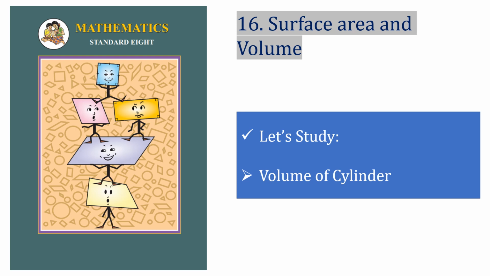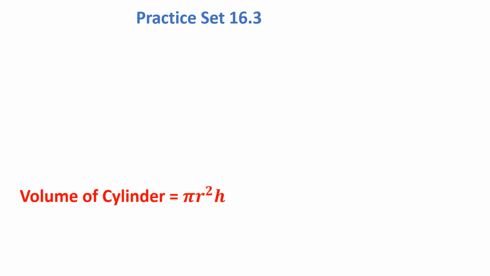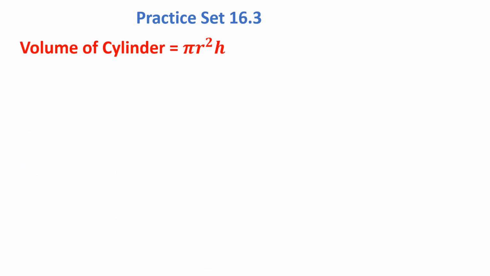In this exercise, we are going to find out the volume of a cylinder. Okay, let's start with our exercise 16.3. In my previous lecture, I explained the concept of cylinder. Now, the formula to find the volume of a cylinder is pi r square h. To find the volume of a cylinder, students, you have to use the formula pi r square h. R is the radius of the base and h is the height of the cylinder.